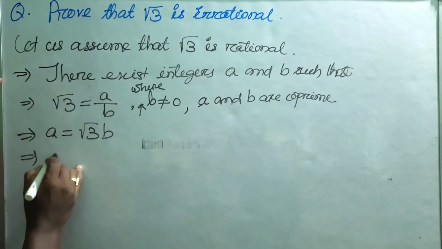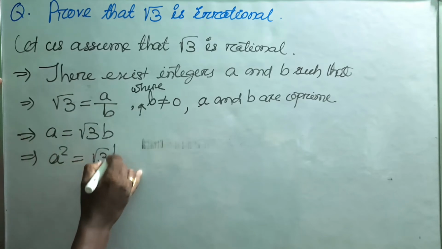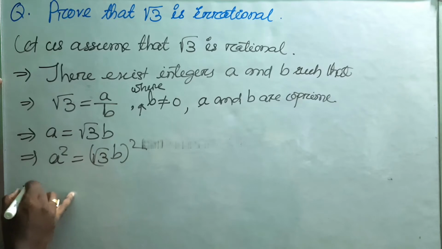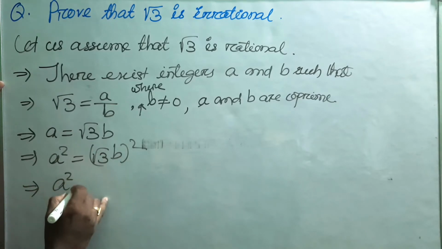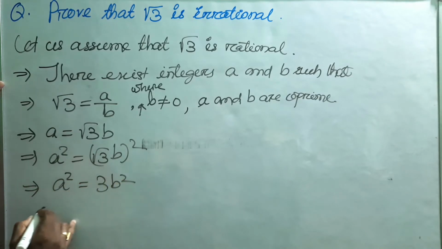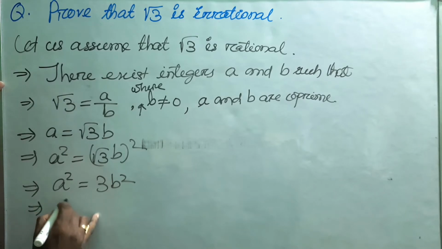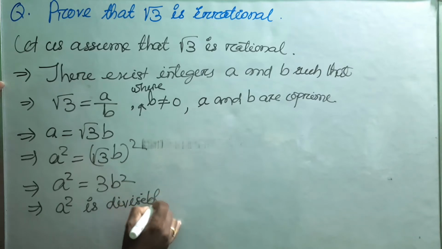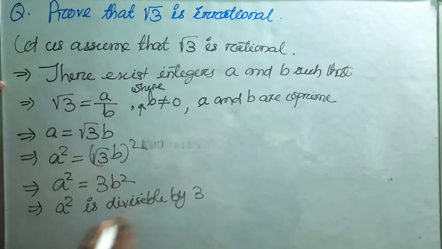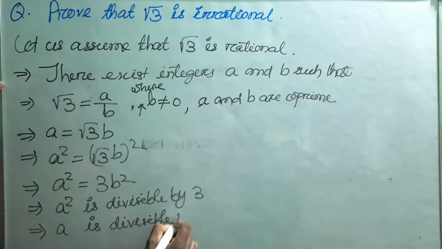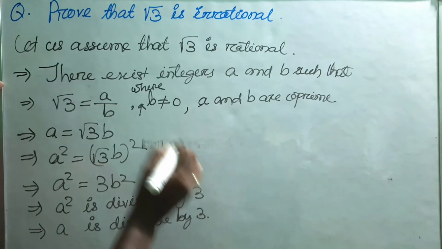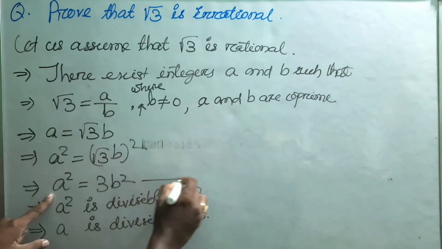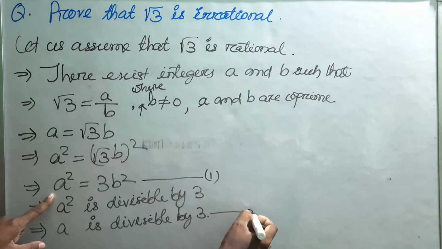Now square both sides, so it becomes a square is equal to root 3 b square. Okay, now this becomes a square is equal to 3 b square. Now this implies a square is divisible by 3. So this implies a is divisible by 3. Now take it as equation 1 and this as equation 2.